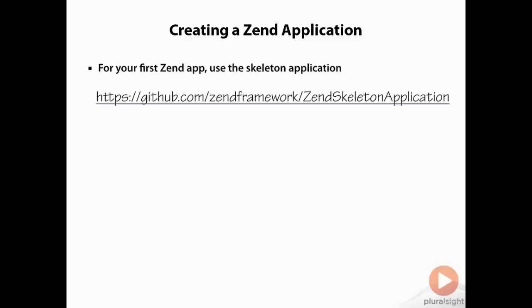Now that we have all of our prerequisites and the Composer tool, we can go ahead and create our first Zend application. You can start from scratch with Zend, but for your first application, you will gain a lot by using the Zend skeleton application. This is a bare bones Zend app that is wired up and ready for you to start coding in your custom application logic. You can find the application at this GitHub URL. You can download and extract this into your project directory, or you can use Composer to clone it.